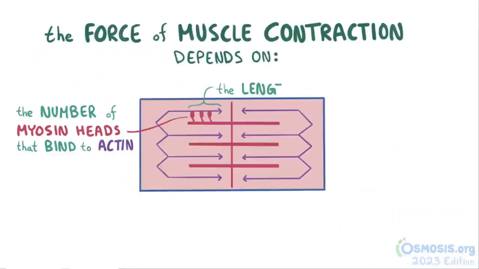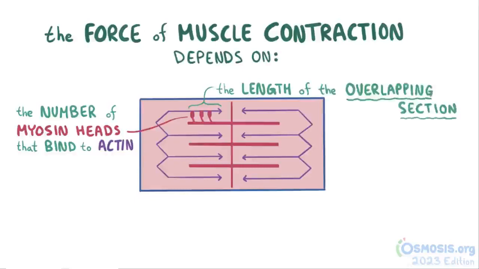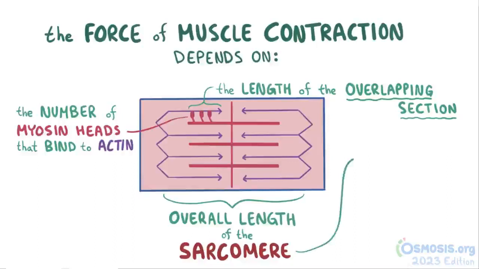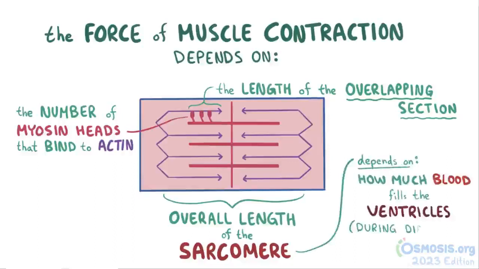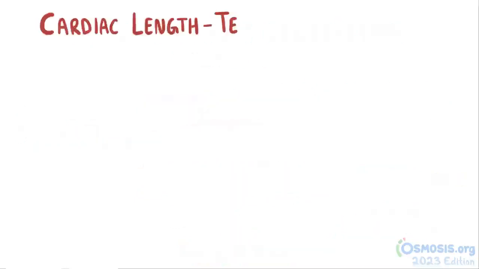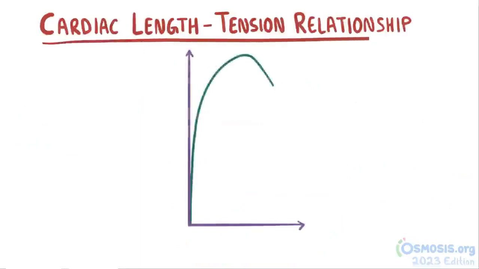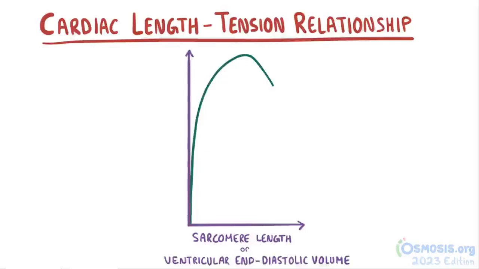And this number directly depends on the length of the overlapping section between actin and myosin filaments. The length of the overlapping section depends on the overall length of the sarcomere. And the length of the sarcomere depends on how much blood fills the ventricle during diastole, because that affects how stretched out the overall muscle wall and each sarcomere within it end up being. This relationship is known as the cardiac length-tension relationship, and it can be shown by this graph, with the sarcomere length or the ventricular end diastolic volume on the x-axis, and the tension or pressure developed within the ventricle during their contraction or systole on the y-axis.